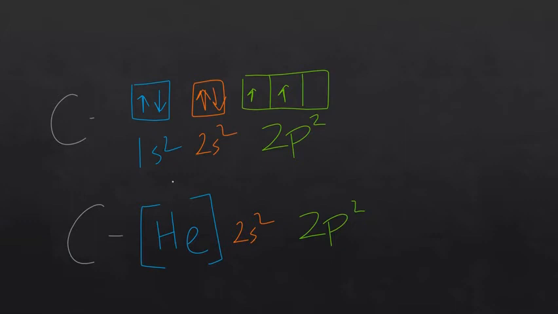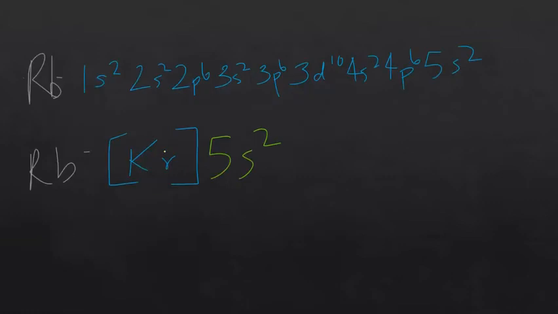I know carbon does not look very different in either of those forms, but if we have something a little bit more messy, like rubidium, with these problems, the noble gas configuration can get very helpful. So in standard rubidium, the electron configuration is 1s2, 2s2, 2p6, 3s2, 3p6, 3d10, 4s2, 4p6, 5s2.